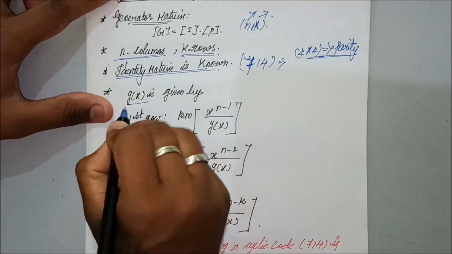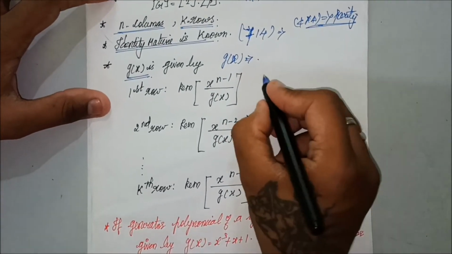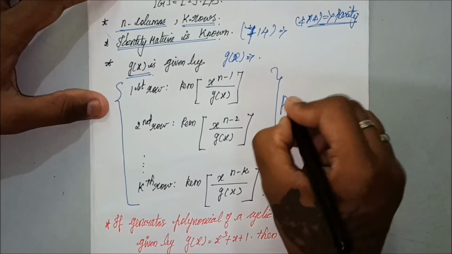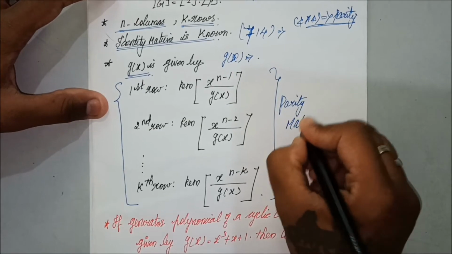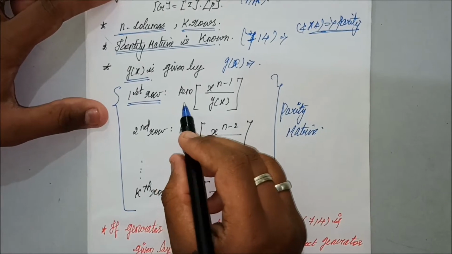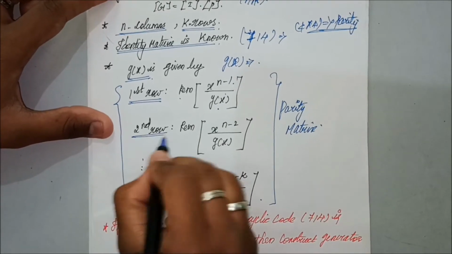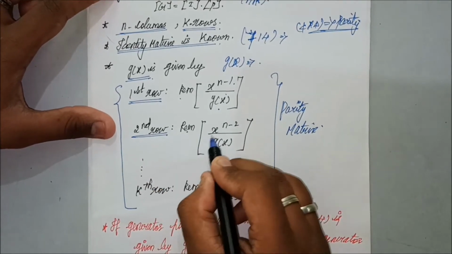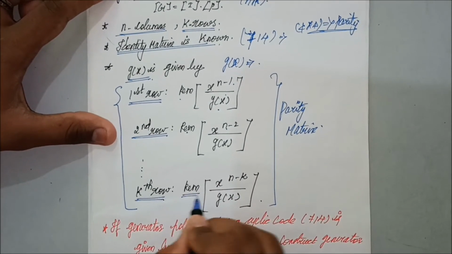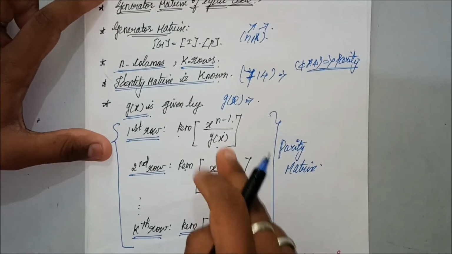Then we know the g of x value; g of x will be provided in the question. This is the procedure to calculate the row values of the parity matrix. For the first row of the parity matrix, we have to find the remainder of x power n minus 1 divided by g of x. For the second row, the remainder of x power n minus 2 divided by g of x, and for the kth row, the remainder of x power n minus k divided by g of x. This is how we find the rows of the parity matrix.